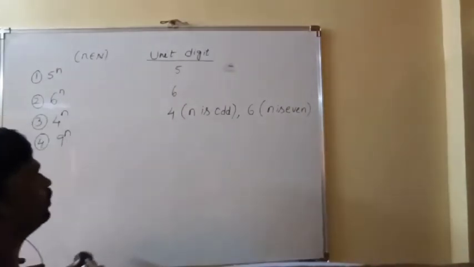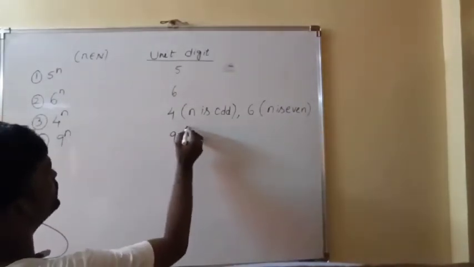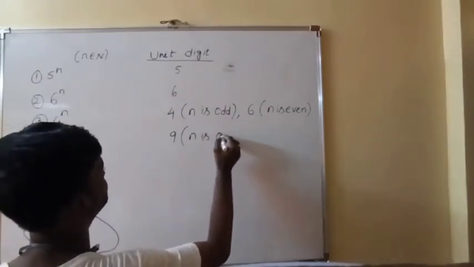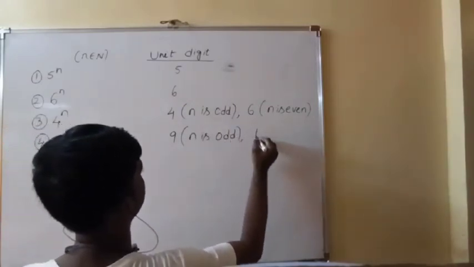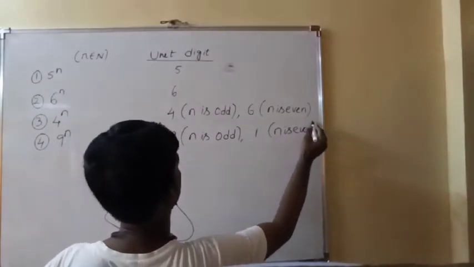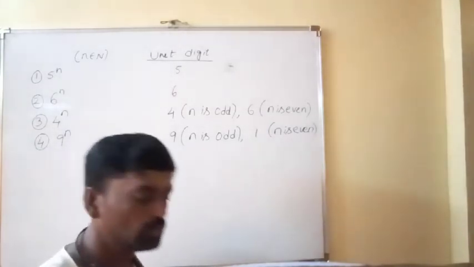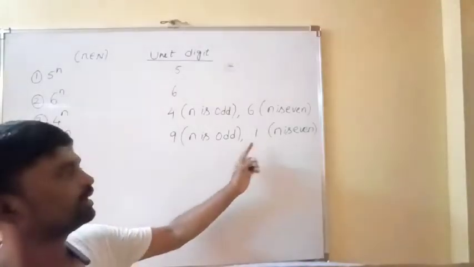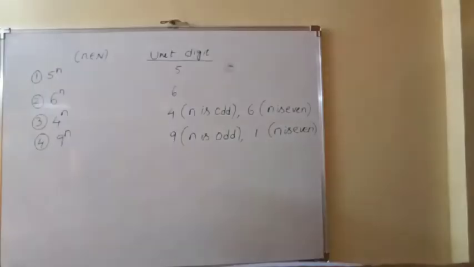Either 9 or 1. So unit digit in 9 power n is 9 when n is odd, and it is 1 when n is even. So what is the unit digit in 9 power 2020? 2020 is even number, then what is that? 1. Okay.